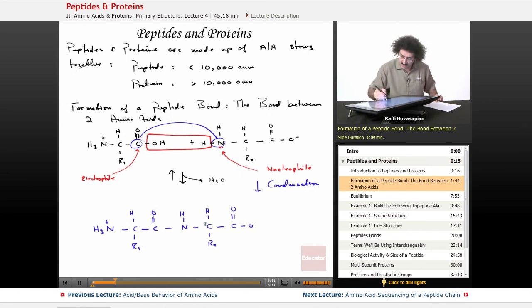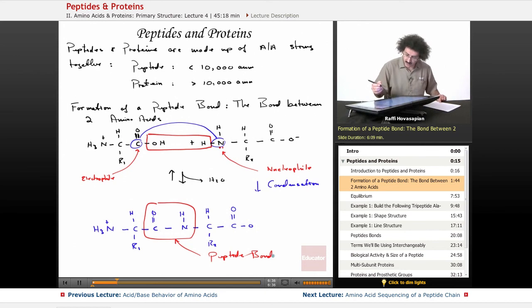Now we have this, and we have that. The peptide bond is this thing right here. That is your peptide bond. It is the carbonyl carbon attached to the nitrogen of the amino group of the amino acid to its right. So this is your peptide bond.